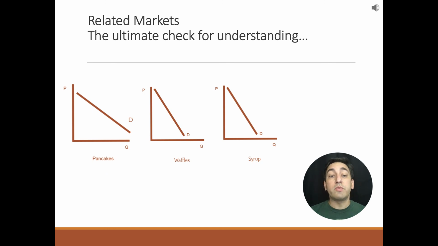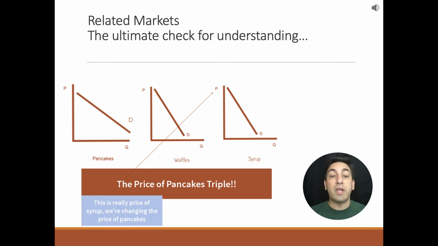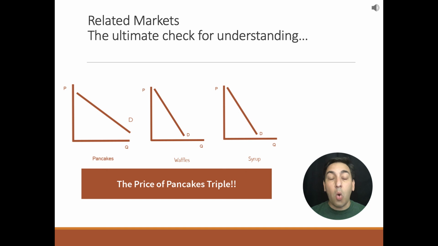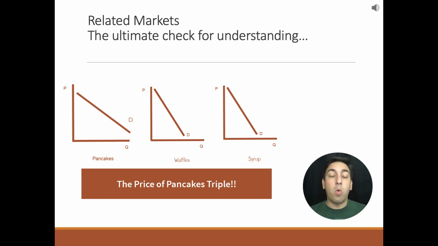What we're going to now do is we're going to say that the price of pancakes triples. Well, if I triple the price of pancakes, I'm actually only changing the market price in one of these markets. I'm only changing the price of pancakes. The other 2, I'm not changing the price of waffles and I'm not changing the price of syrup. So only in the pancake market will I have a change in quantity demanded. And only in the pancake market will I have movement along the demand curve. Now, as the price of pancakes goes up, my willingness to buy them declines. My quantity demanded goes down.